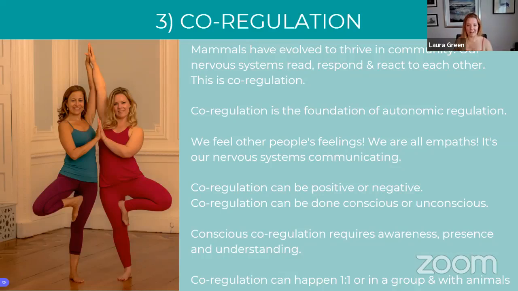This is co-regulation. So when you can come into being with another human, your nervous system is sending out messages, their nervous system is sending out messages, we're interpreting one another, always looking for these symptoms of safety or danger, friend or foe. Co-regulation is the foundation of our autonomic nervous system. We feel other people's feelings.